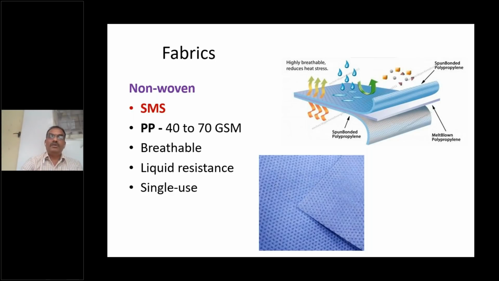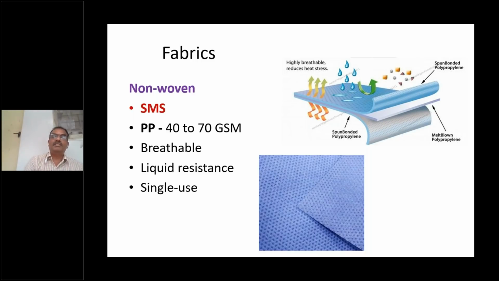At the same time, because the pores are open, it is slightly breathable. Slightly, I won't say more than that. We cannot compare this fabric with a woven fabric or a knitted fabric. Comparatively, compared to the previous Spunbond, this is somehow breathable. That's what we say breathable here. But liquid resistance is there.